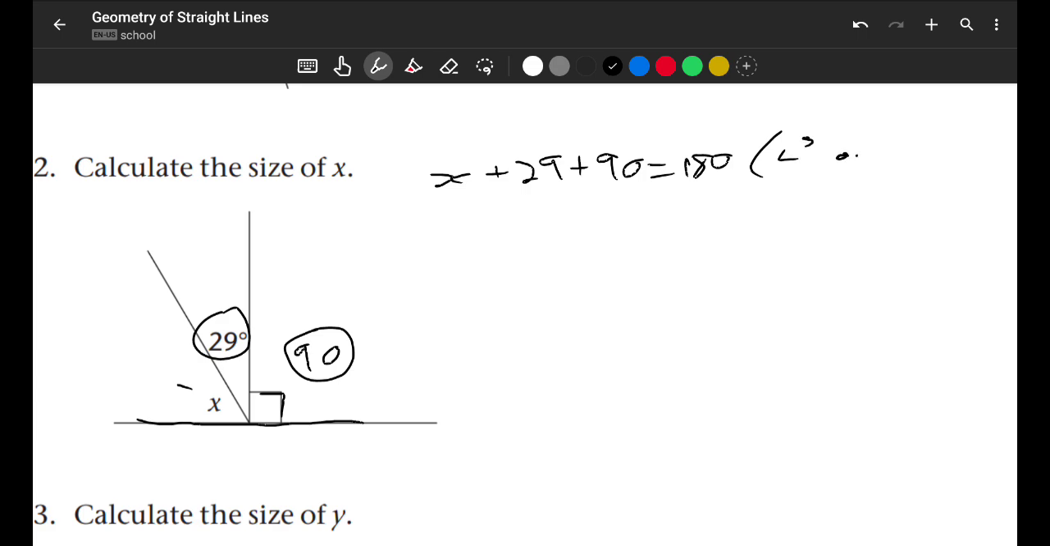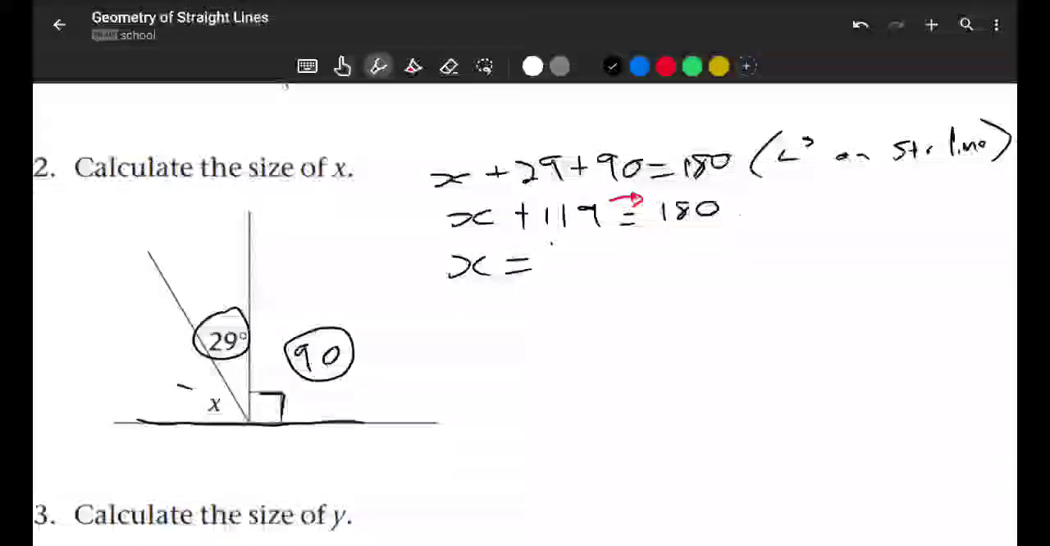Angles on a straight line. And then you have x alone there. 29 plus 90 is 119, equals 180 degrees. You can't add x and 119, so in that case, you have to take 119 to the other side, and then it becomes negative. In that case, you say x equals 180 minus 119.